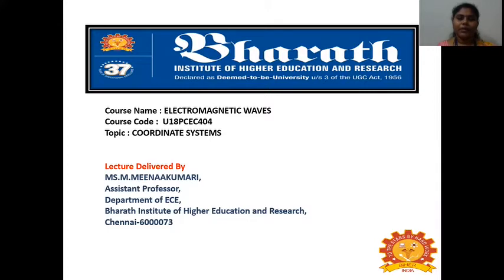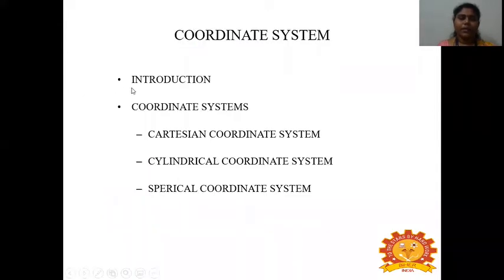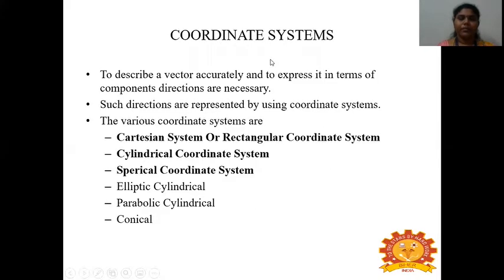Today we are going to discuss the topic coordinate system. First, we will see some introduction about coordinate systems, and then we are going to discuss the three coordinate systems, that is the Cartesian coordinate system, cylindrical coordinate system, and then spherical coordinate system.